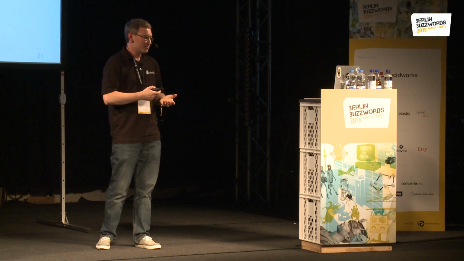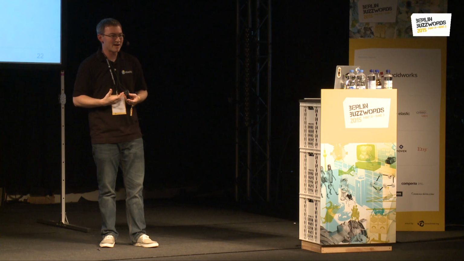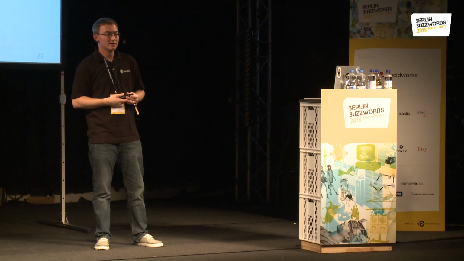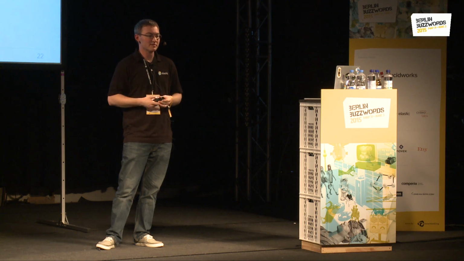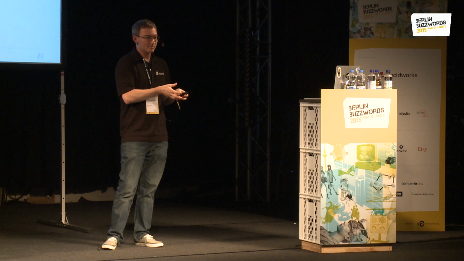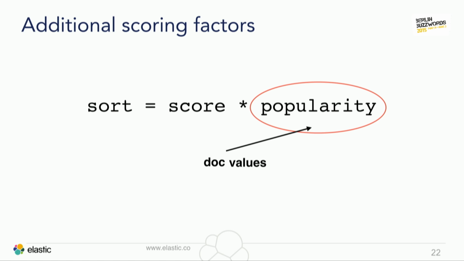Now, with that scoring that we saw, sometimes we want to add some extra stuff to that score. Maybe we want to multiply by a popularity. And so for every document, we're going to store this popularity. And this is where we need this way to look up, for every document, every doc ID, what's the value that was associated with that when we indexed the document. And so that's where we get doc values.